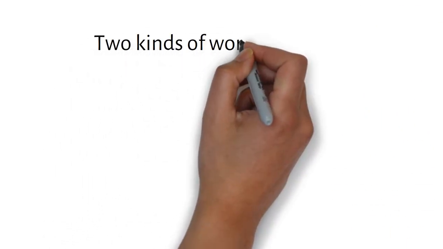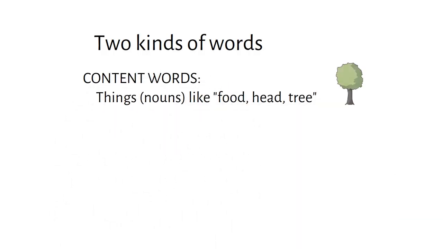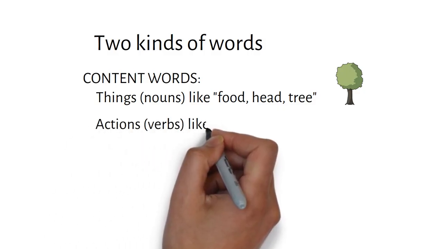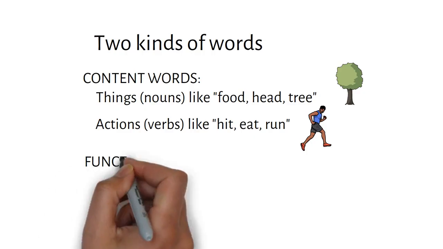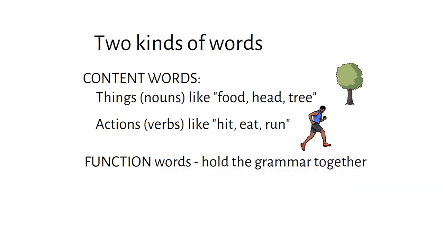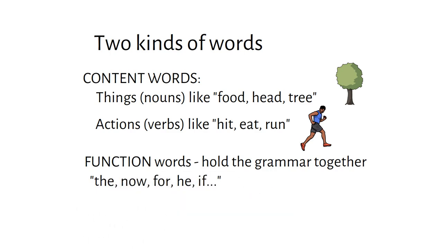First, languages have 2 kinds of words: content words and function words. Content words are things, like food, head, tree. Content words are also actions, like hit, eat, run. Sometimes languages have other kinds of content words too. Function words are different. They are the little words that help the grammar hold together, like the, now, for, he, if, and others.